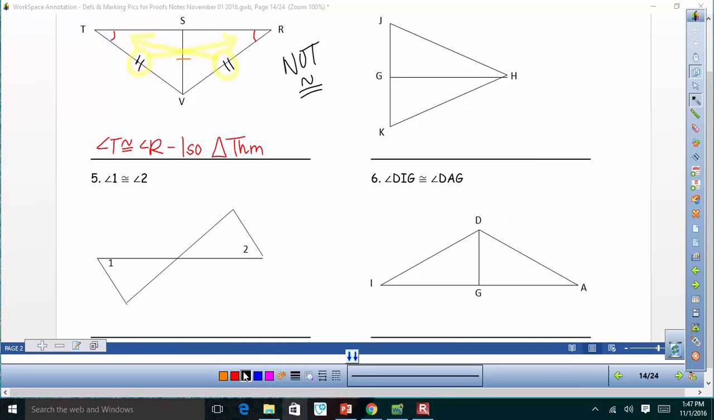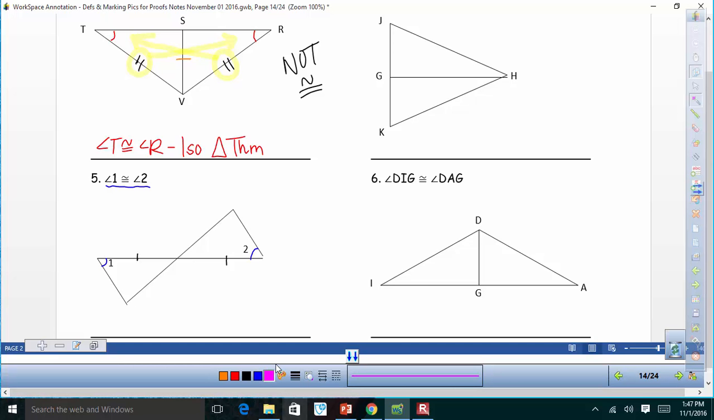Okay, let's try number 5. In this one, it gives you that this side and this side are the same. And then it tells me that angle 1 is congruent to angle 2, so I'm going to go ahead and label that these are congruent.